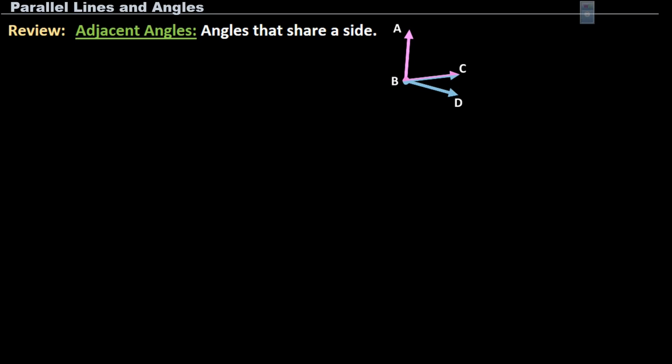So the first type of review definition we want to go over is adjacent angles. And adjacent angles are any two angles that share the same side. So in this diagram that we're seeing, we have this pink angle ABC and this blue angle DBC. And these two angles, because they are connected by the ray BC, they are adjacent to each other, creating this bigger angle that is ABD.